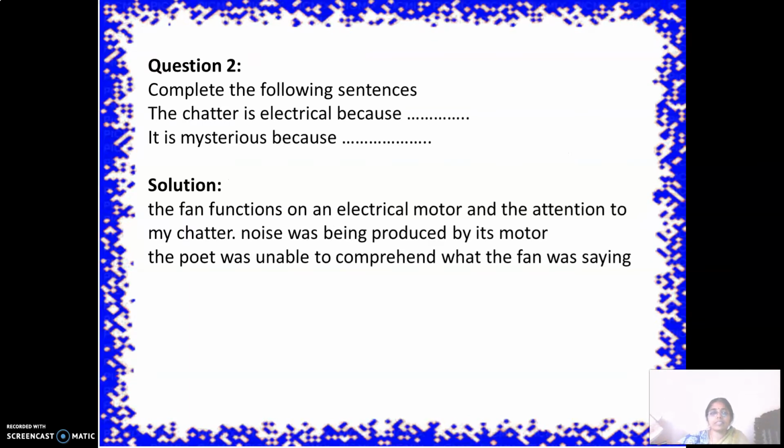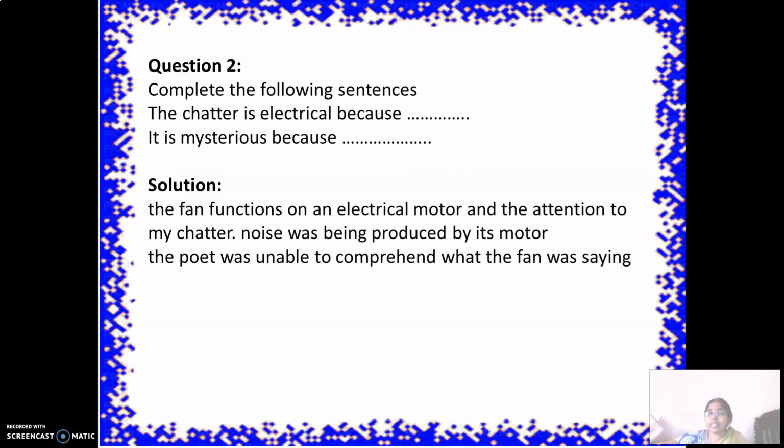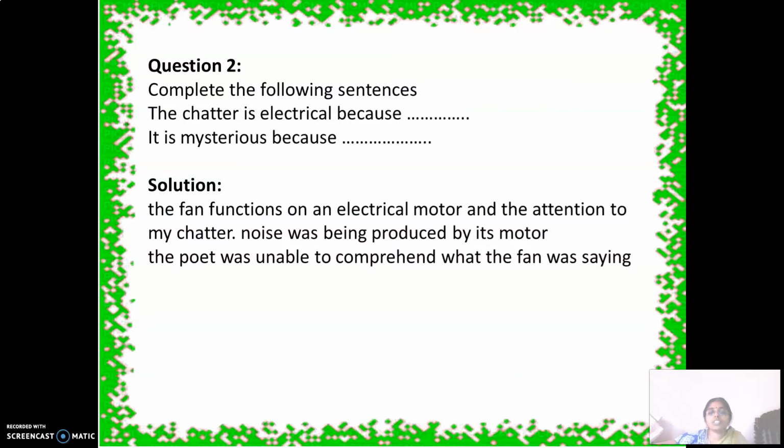Complete the following sentences. First one is, the chatter is electrical because the fan functions on an electrical motor and the noise was being produced by its motor. So the chatter is electrical because the fan functions on an electrical motor. A small motor will be there on the fan, and the chatter, noise, was being produced by its motor.